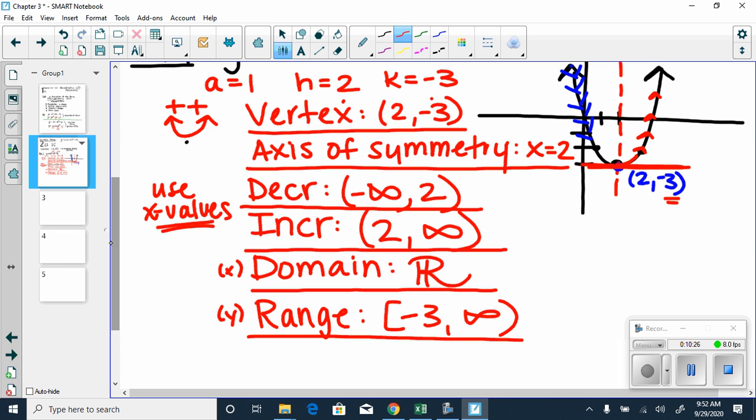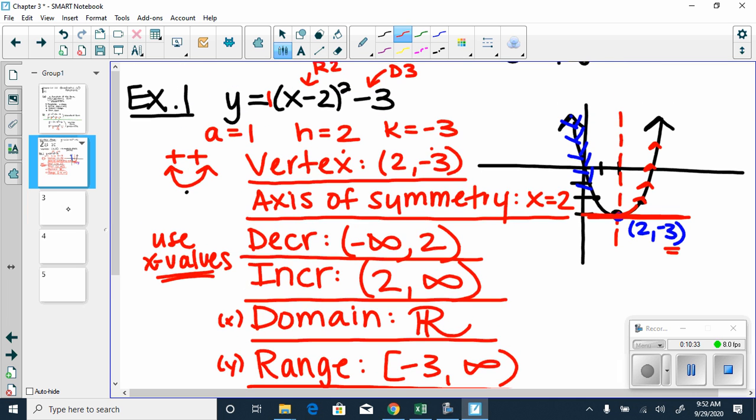Okay? All right, so with that said, I kind of want to do one more just to give you another example of one. So let's go ahead and do the second example here for vertex form.